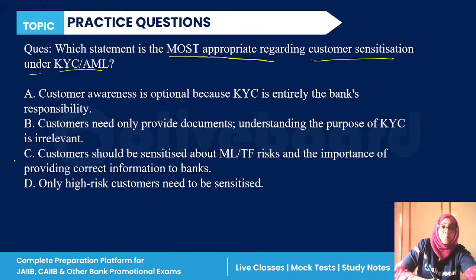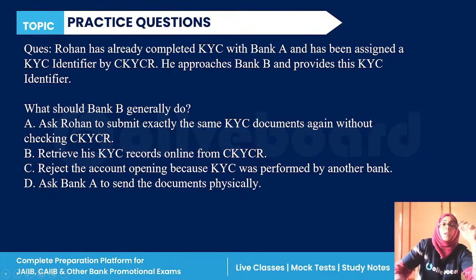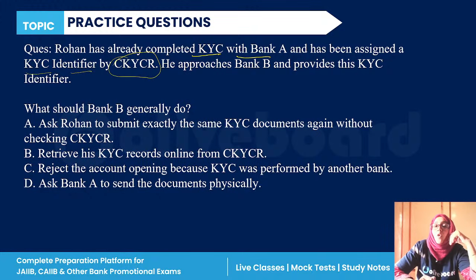Done. Clear. Next question. Rohan has completed the KYC with bank A and has been assigned a KYC identifier by the Central KYC Record Registry. He approaches bank B and provides this KYC identifier. Now, what should bank B generally do in this case?